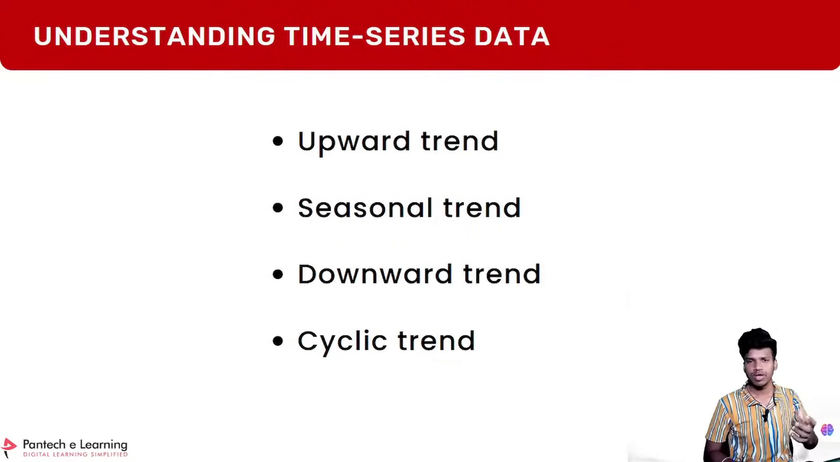Seasonal means it continuously goes downward, or continuously goes upward. But the cyclic is a zigzag method. That means repeatedly going once up and once down, up and down. That is the way understanding time series data works.